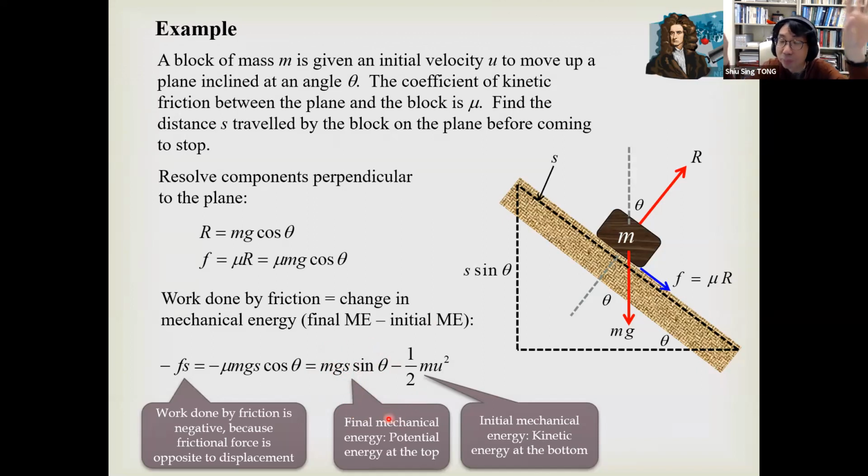So the change in mechanical energy is on the right-hand side. And on the left-hand side, we have the work done by the friction. Is it clear? The work done by the friction changes the mechanical energy. So I have the final mechanical energy, which is at the top position of the block, minus the initial mechanical energy, which is at the lower position.